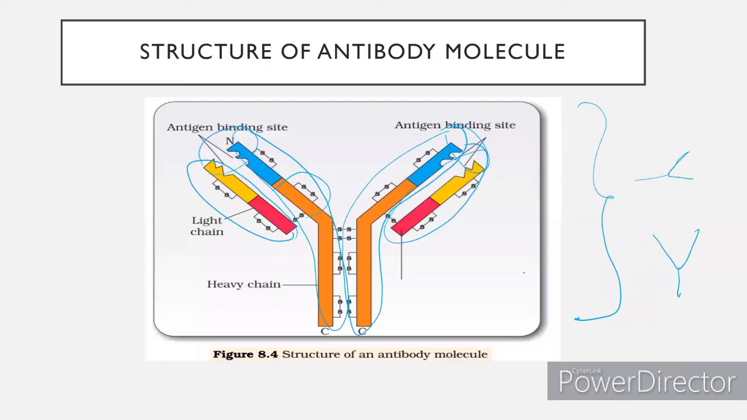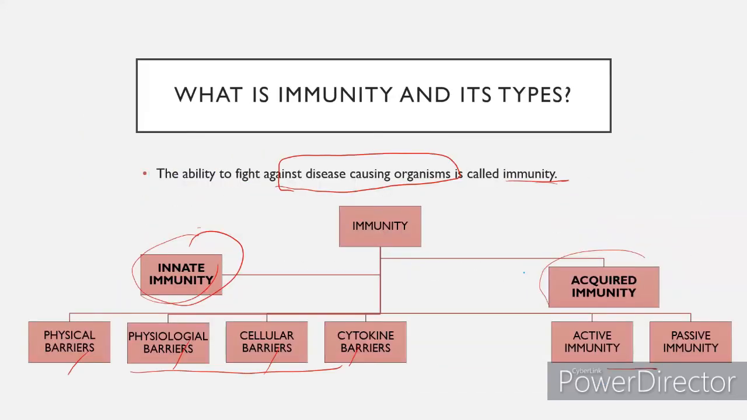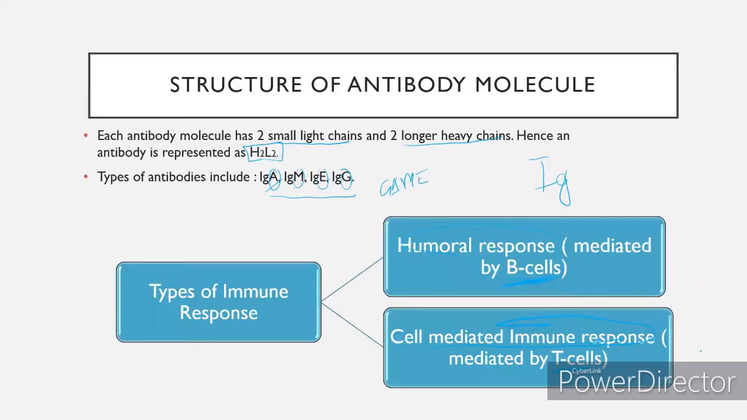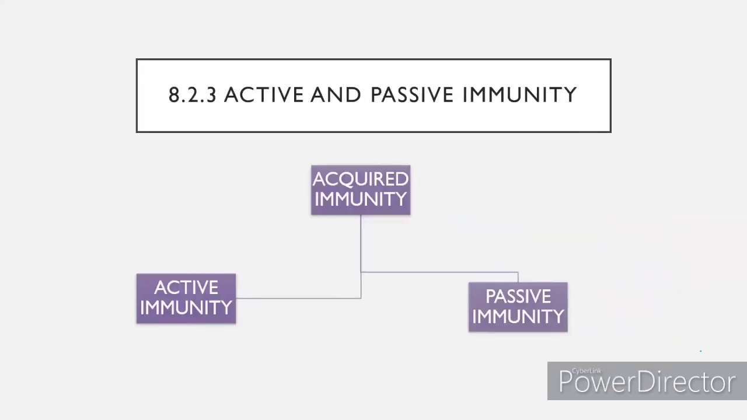Now we have looked into the innate immunity and we have learned till here, and now we are going to talk about acquired immunity, and we'll learn about active and passive immunity. So acquired immunity is about active immunity and passive immunity.